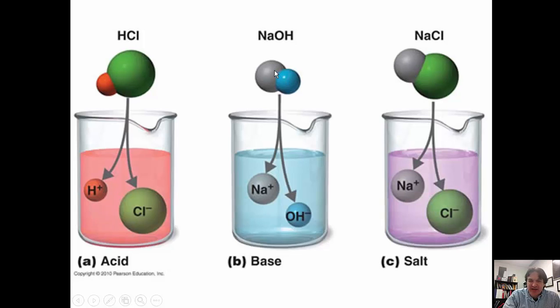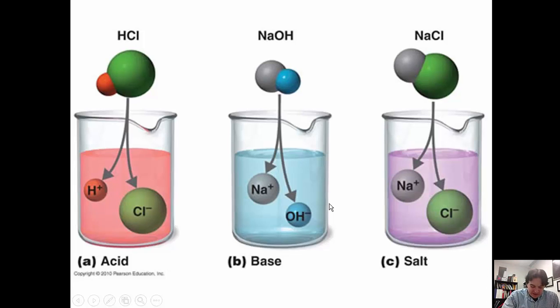A base is something that when you put a base in water, it separates into a hydroxyl, which is an oxygen and hydrogen, it's negative, plus whatever it was bound to. And so if you have a hydroxyl released, that's a base. Now notice that hydrogen is one part of water and a hydroxyl is the other part of water. So acid is one half of water, base is the other half of water.